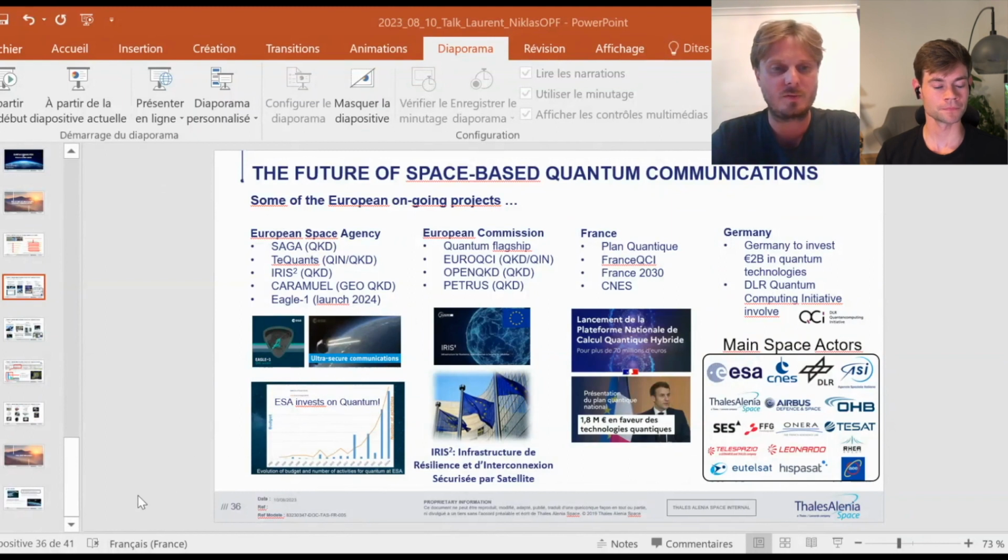Here you see the curve. This is the ESA investment in quantum, and that's very good for us because this is a boost on the topic. The European Commission is also working actively on this with the flagship Euro QCI, the European quantum communication infrastructure, which targets both QKD and quantum information network applications.